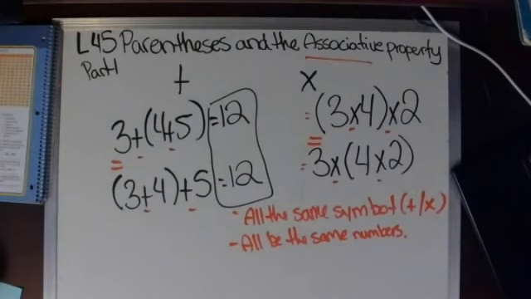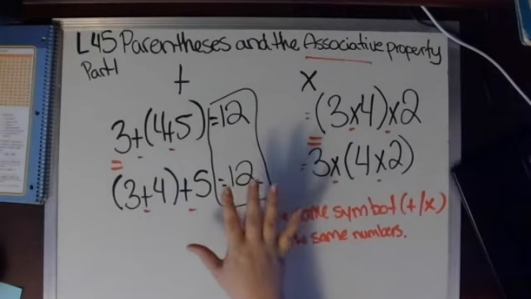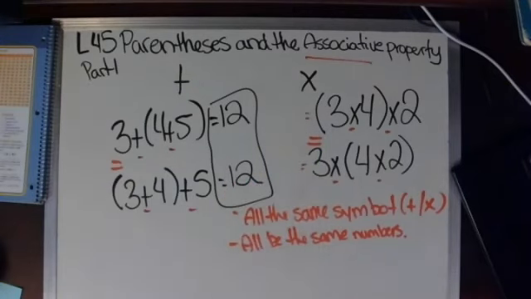That is lesson 45, parentheses and associative property, part 1. Please go into lesson practice and do the couple of questions that come up with this, which are A to I. And then we're going to come back for part 2, which is going to look at J to M.